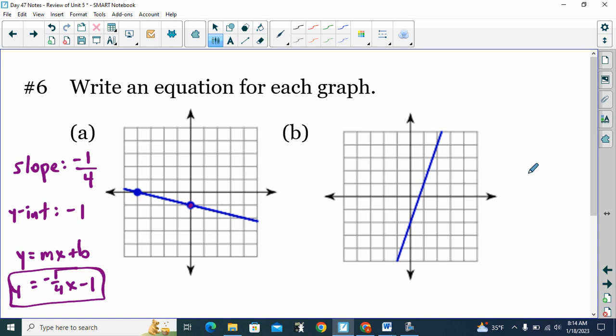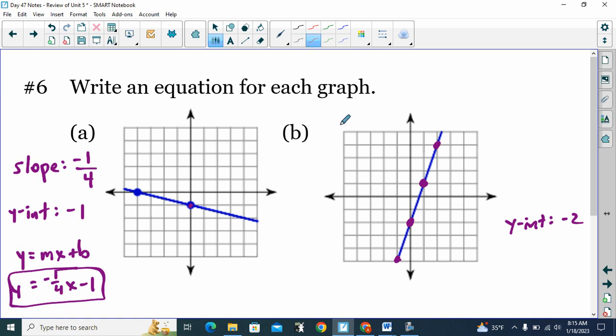Part B, we are given another line. We need to write an equation of that line. Looks like our y-intercept's right here at negative 2. We need to identify another point. It didn't give us the big old points like it did on part A, but I can see another one right here. There's another one right here. Another one down here.